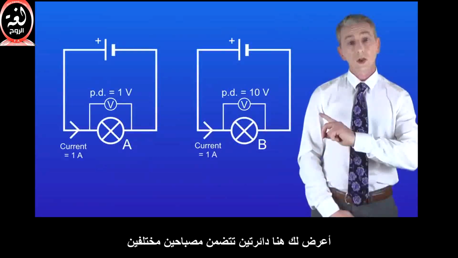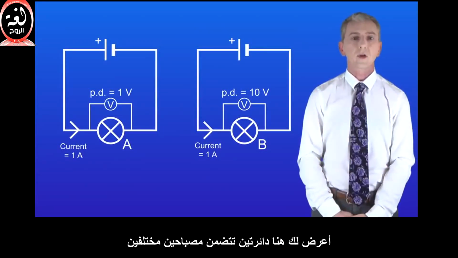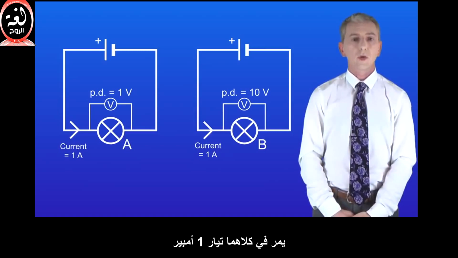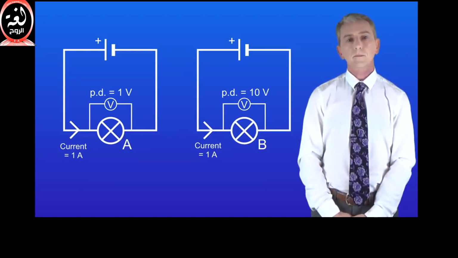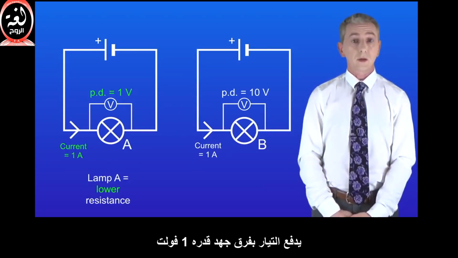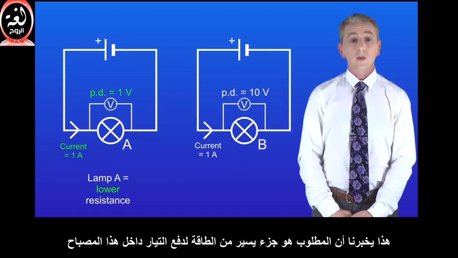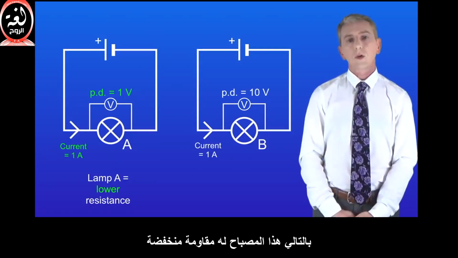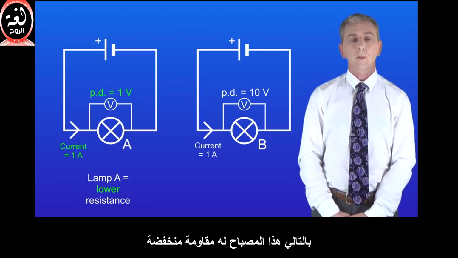I'm showing you here 2 circuits containing different lamps. A current of 1 ampere is moving through both circuits. In lamp A, the current is being driven by a potential difference of only 1 volt. This tells us that only a small amount of energy is required to drive the current through this lamp. So lamp A is a low resistance lamp.